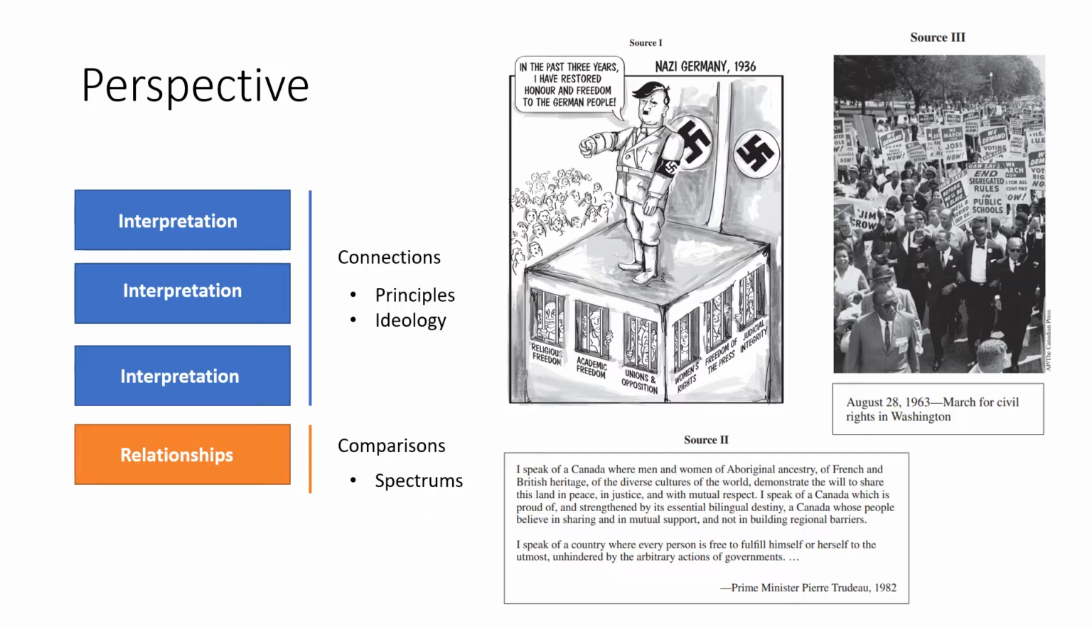For the assignment, you'll be writing a 4-paragraph composition. The first 3 paragraphs will be interpretations. As you can see on the right, we have source 1, which is a political cartoon, source 2, which is a photo, and source 3, which is a text. For a source analysis assignment based on these 3 sources, you would write an interpretation of the cartoon, an interpretation of the quote, and an interpretation of the photo.